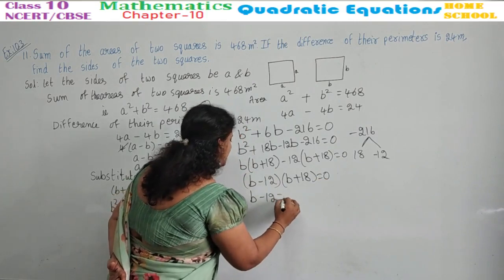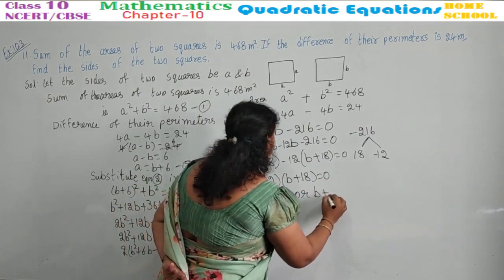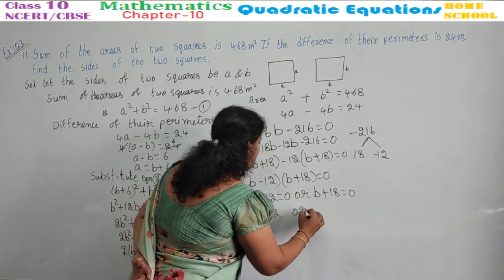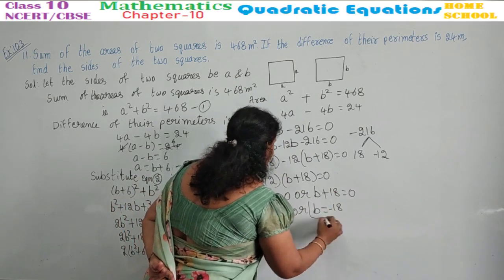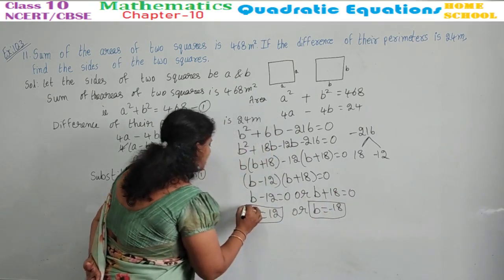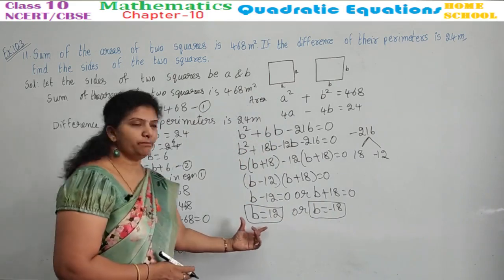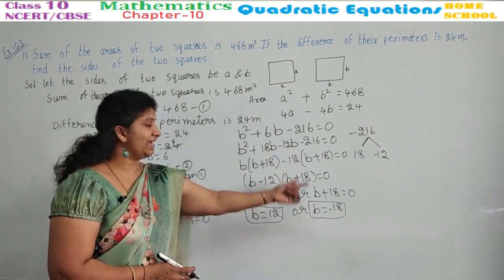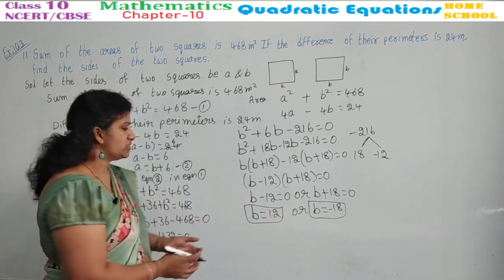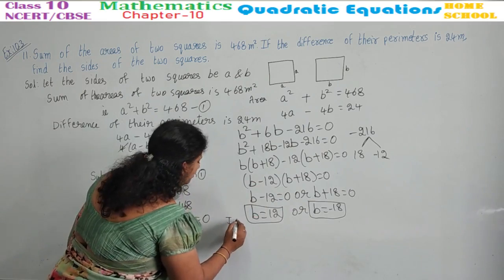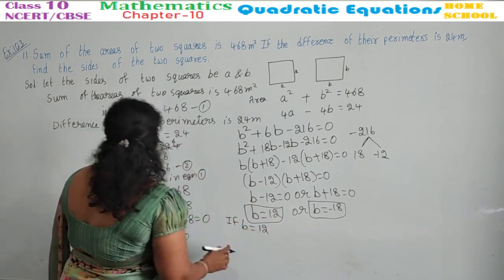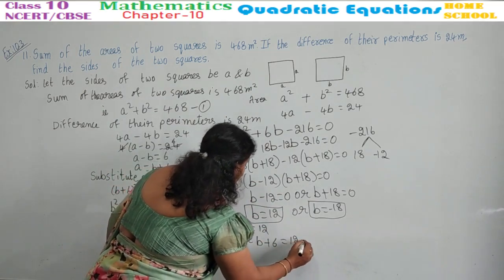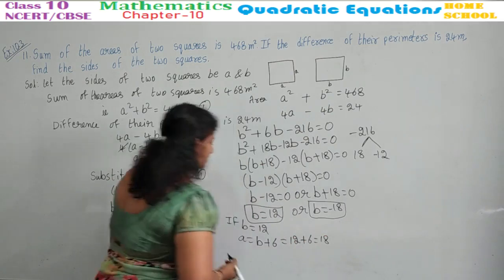B minus 12 equal to 0 or b plus 18 equal to 0. That means b is equal to 12 or b is equal to minus 18. These are the two roots of the given quadratic equation. We got b value. And look here children, I cannot consider this root. Why? A side length can never be negative. So let us consider b equal to 12. Substitute this b here. A is equal to b plus 6. That will be 12 plus 6 is equal to 18.